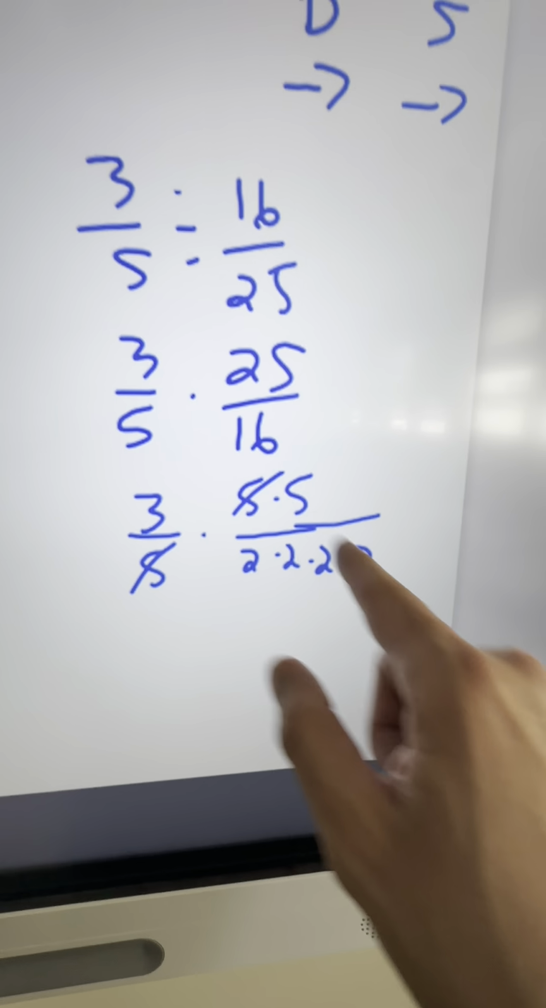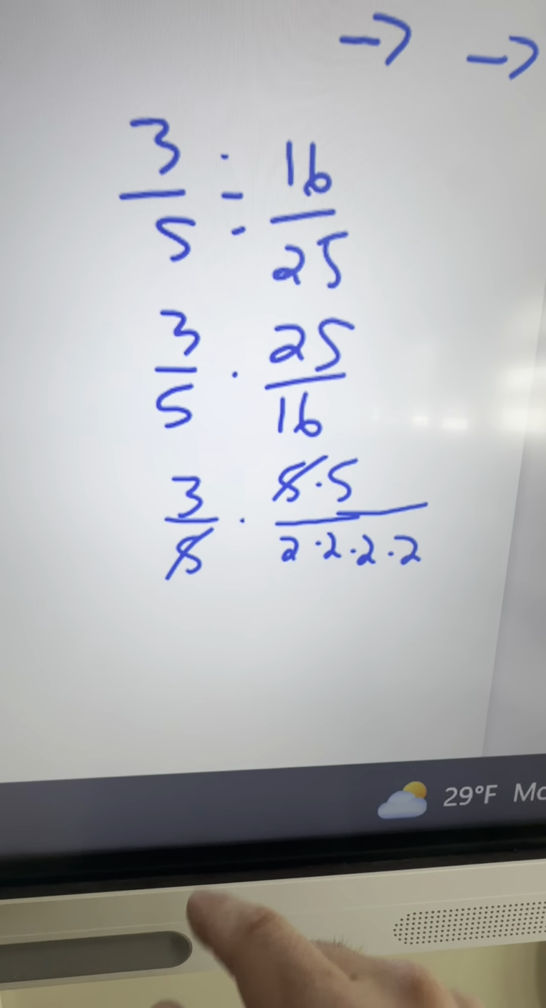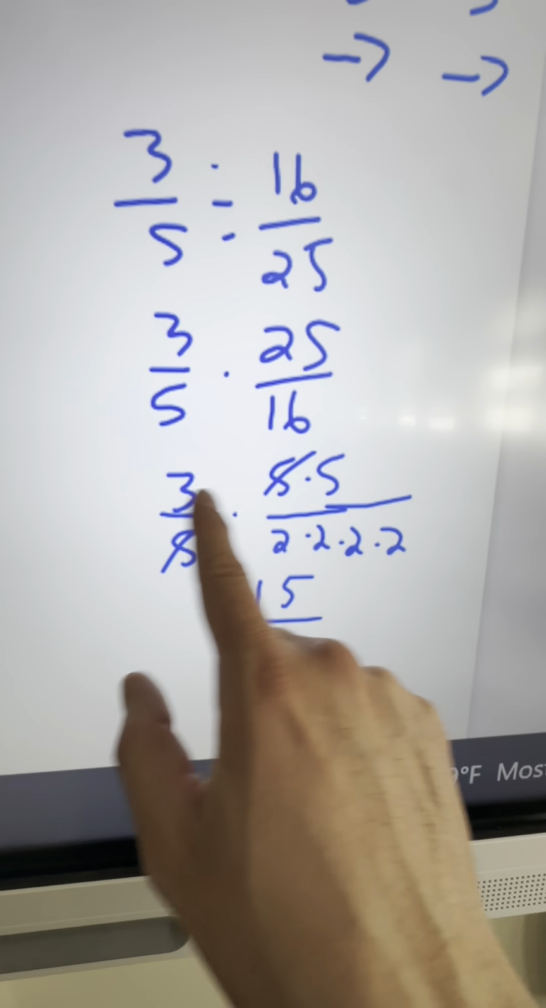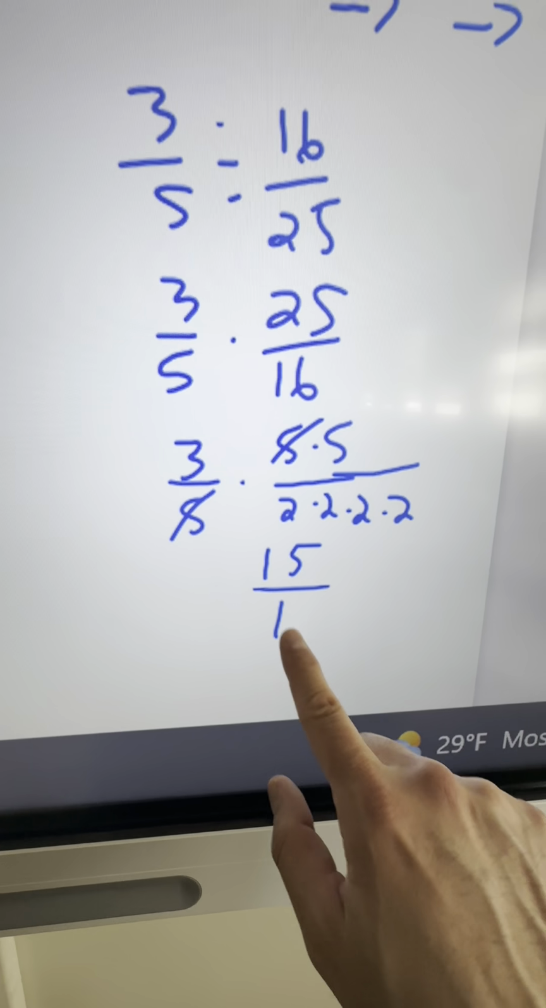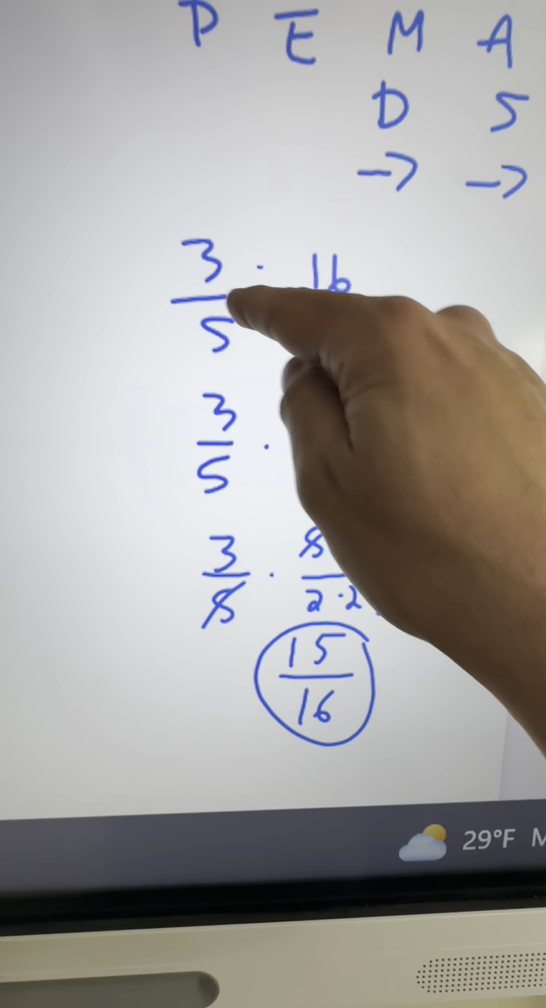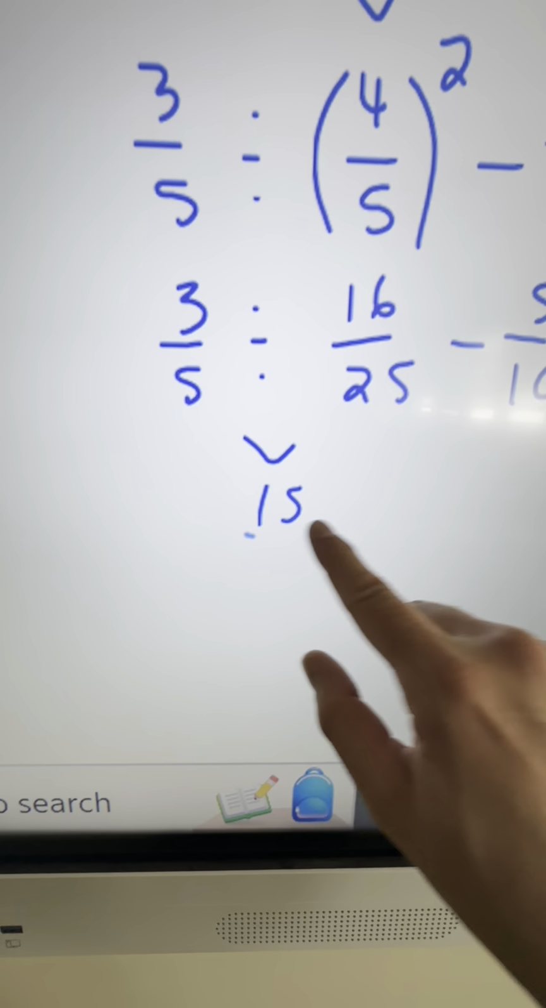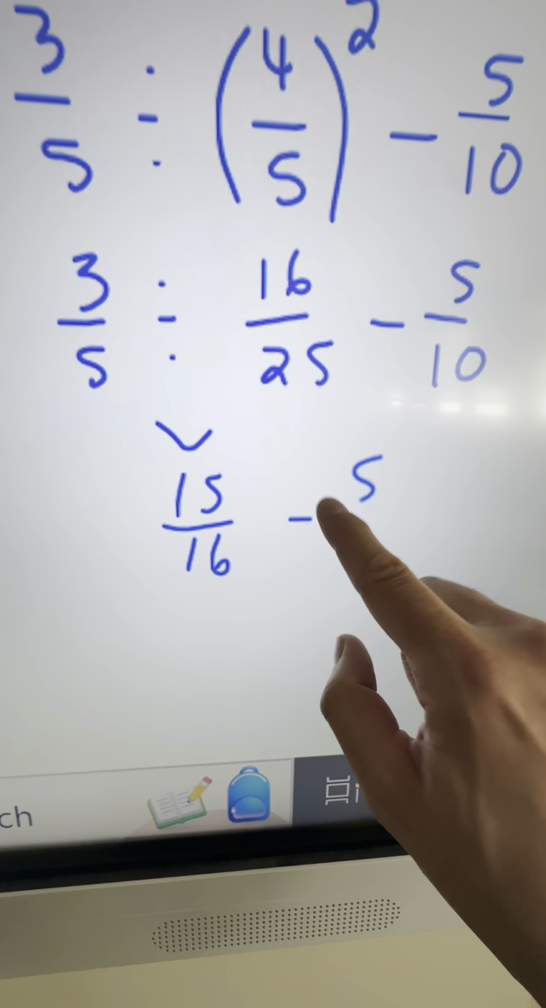And there's nothing else in common between my numerator and denominator. So I multiply these in the end, I get 15. So whatever's left, multiply them together. On the bottom, we got 16. So 3/5 divided by 16/25 is 15/16. All right, so I put my answer here, 15/16 minus 5/10.